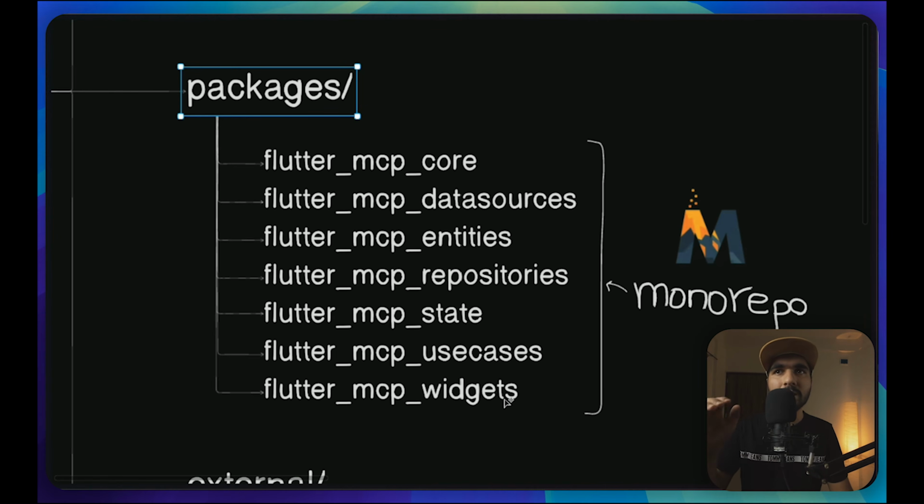All of that will be segregated in these packages, and this is called a monorepo. We will be using the Melos package for this, and in one mono repository we are going to have all of our packages and our apps in separate folders, so that we can independently work on each package in the future, and it will result in less tightly coupled code.